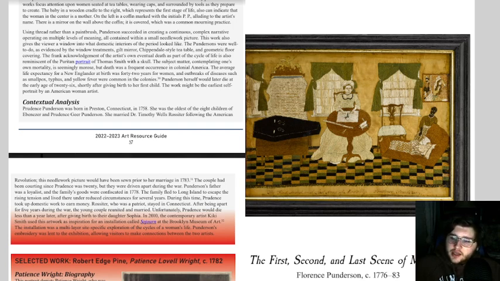In 2010, a contemporary artist, Kiki Smith, used this artwork as inspiration for an installation called Sojourn at the Brooklyn Museum of Art. The installation was a multi-layer, site-specific exploration of the cycles of a woman's life. Punderson's embroidery was linked to the exhibition, allowing visitors to make a connection between the two artists.